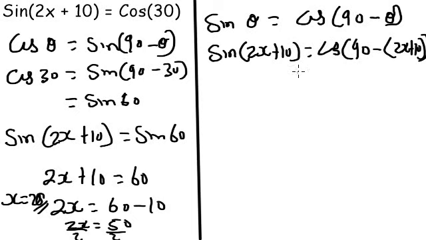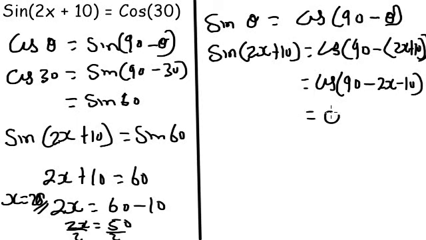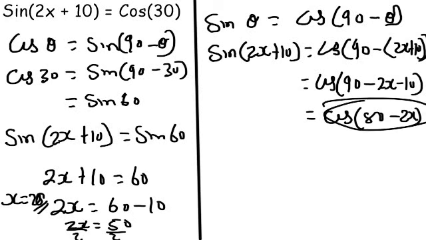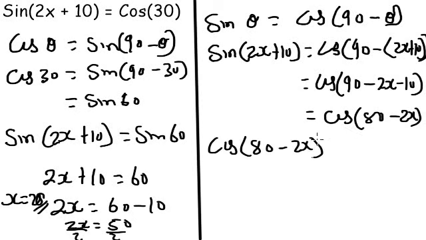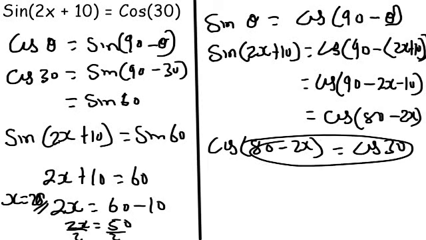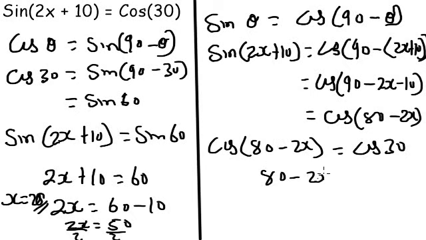Hopefully you got that. Now, if we simplify that, we end up with cos 90 minus 2x minus 10, which will become cos 90 minus 10 minus 2x. That will result in cos 80 minus 2x. Now, we can actually substitute back. If sine 2x plus 10 is cos 80 minus 2x, then definitely cos 80 minus 2x must be equals to cos 30. Now, for these statements to be true, the angles must be equal to themselves. So 80 minus 2x must be equals to 30.